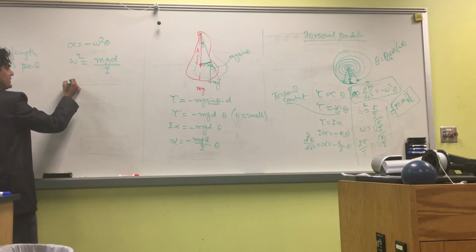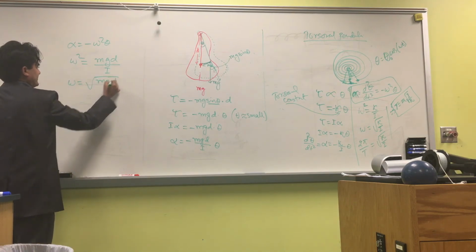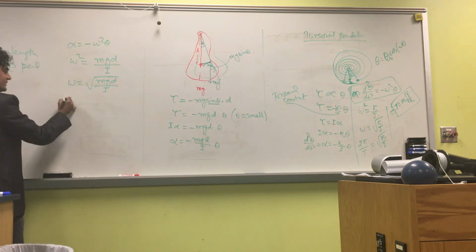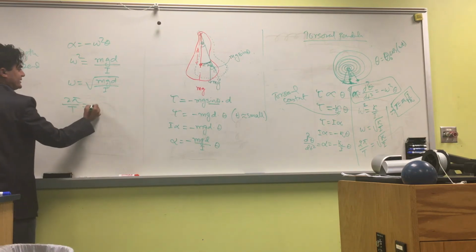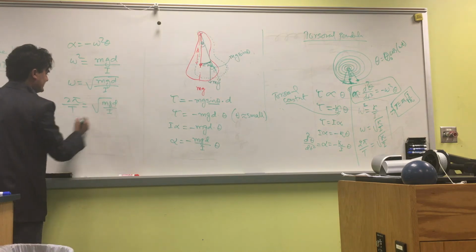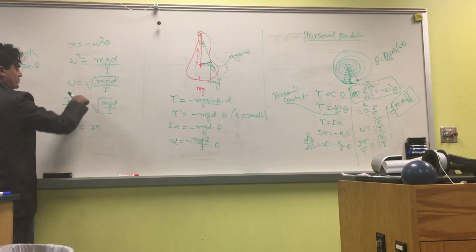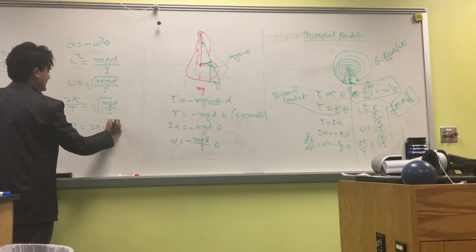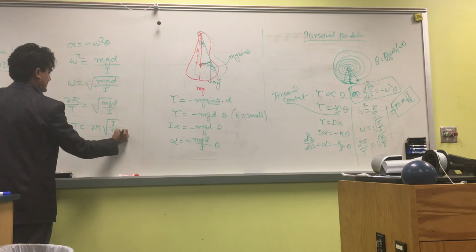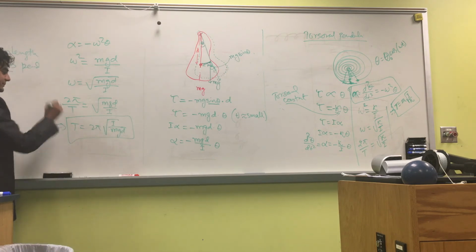So omega equals square root of mgd divided by I, which means 2 pi by time period is square root of mgd divided by I. This implies my time period equals 2 pi, this gets flipped, square root of I divided by mgd. So this is the time period of a physical pendulum.